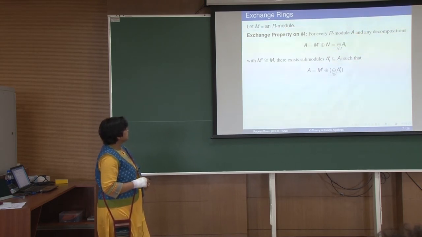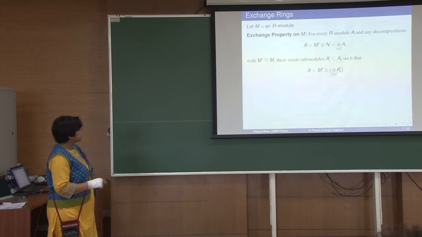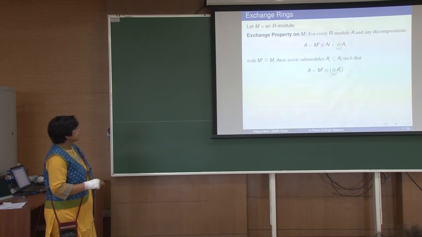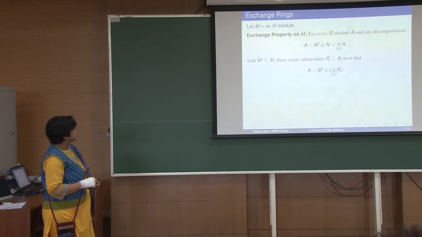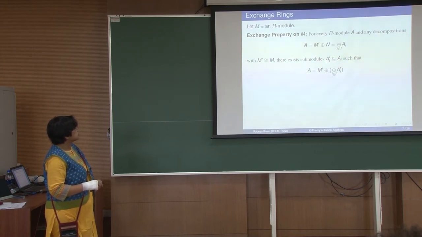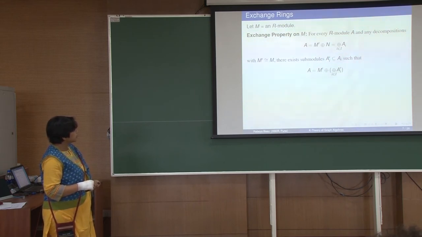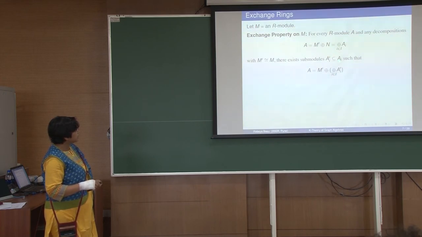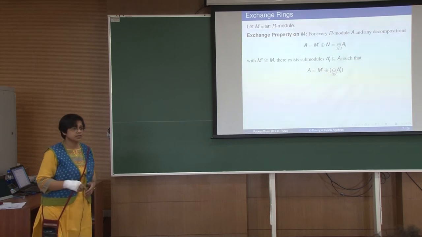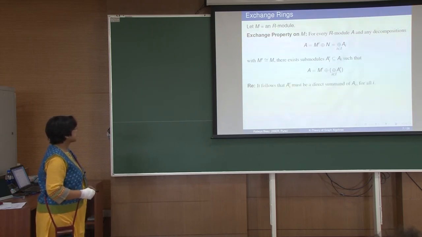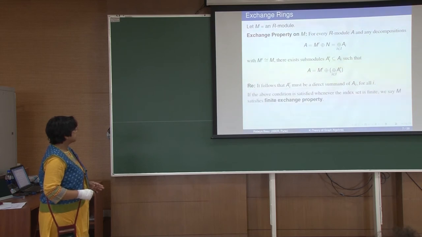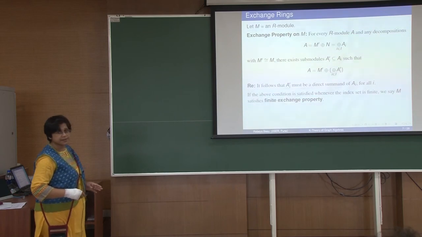at any decomposition, where A is the direct sum of M prime with N, equal to the direct sum of A_i, with M prime isomorphic to M, there exist submodules A_i prime of A_i such that A equals M prime direct sum the sum of A_i prime. That is, this decomposition I can break into some more parts with some conditions. So it follows A_i prime must be a direct summand of A_i. And if the above condition is satisfied whenever the index set is finite, we say M satisfies the finite exchange property.